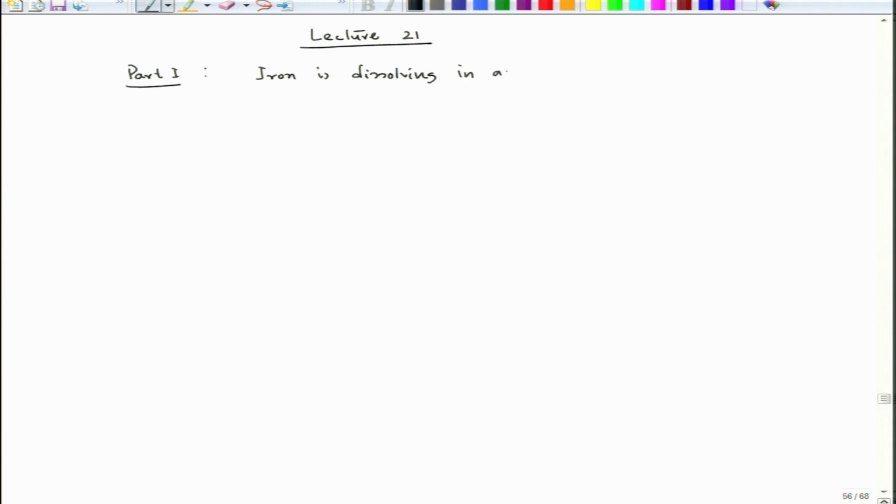dissolving in an acid at a rate of, let us say, 50 mdd, and the pH of the solution is 3, and we need to find out E corr and I corr, and the E corr should be with reference to standard calomel electrode, and the other data which are provided, these are the two things we need to find out.